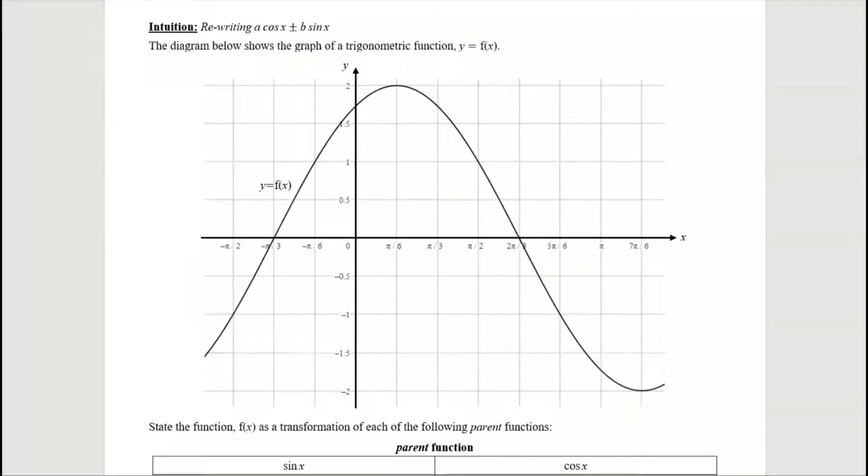Right, so before we get into some worked examples, I just want to go through the intuition behind what we're going to be looking at in today's lesson. I've presented you with a diagram, which is a graph of some sort of trigonometric function, which we're just going to call y = f of x. We don't know anything else about it, so we'll just generalize in that way. So some function of x.